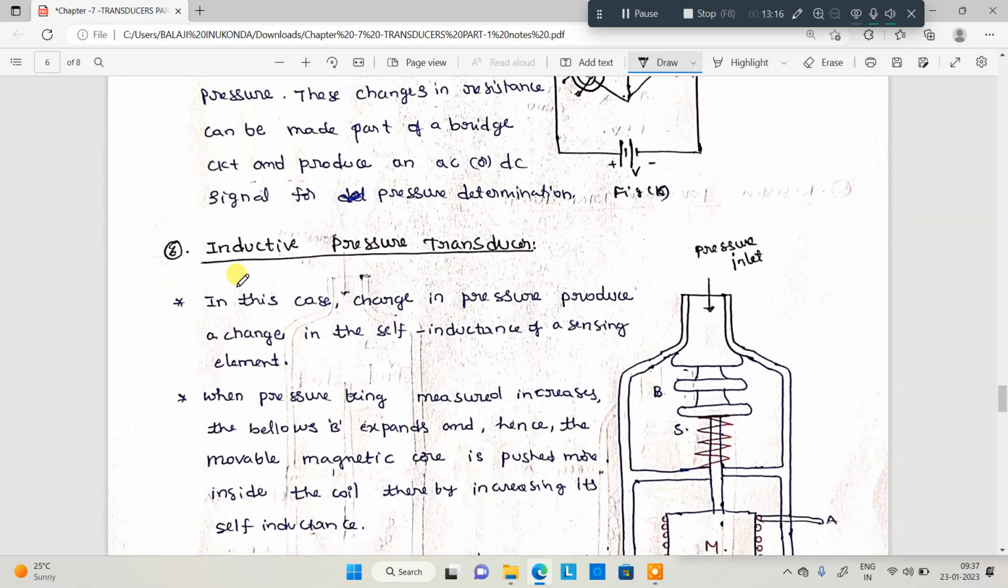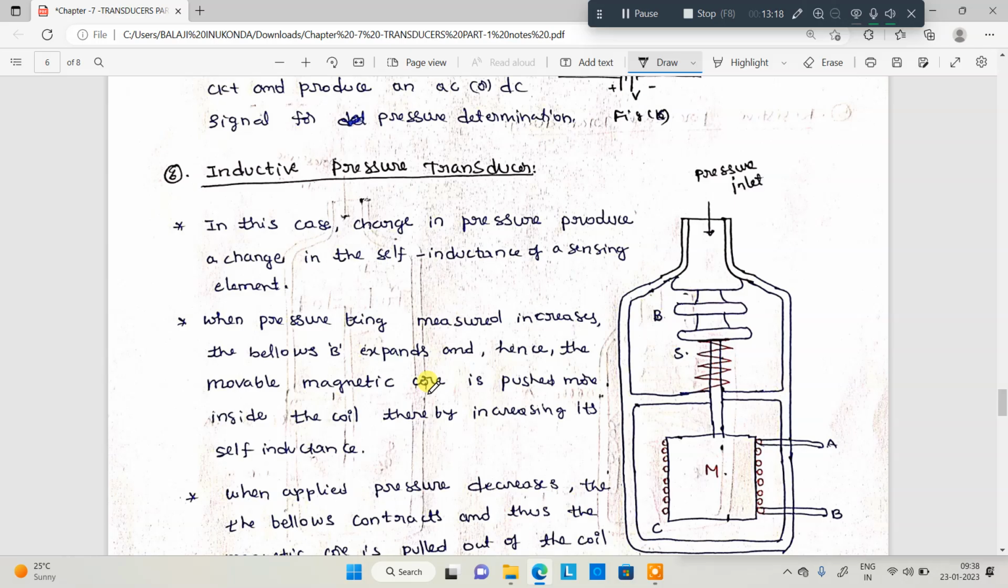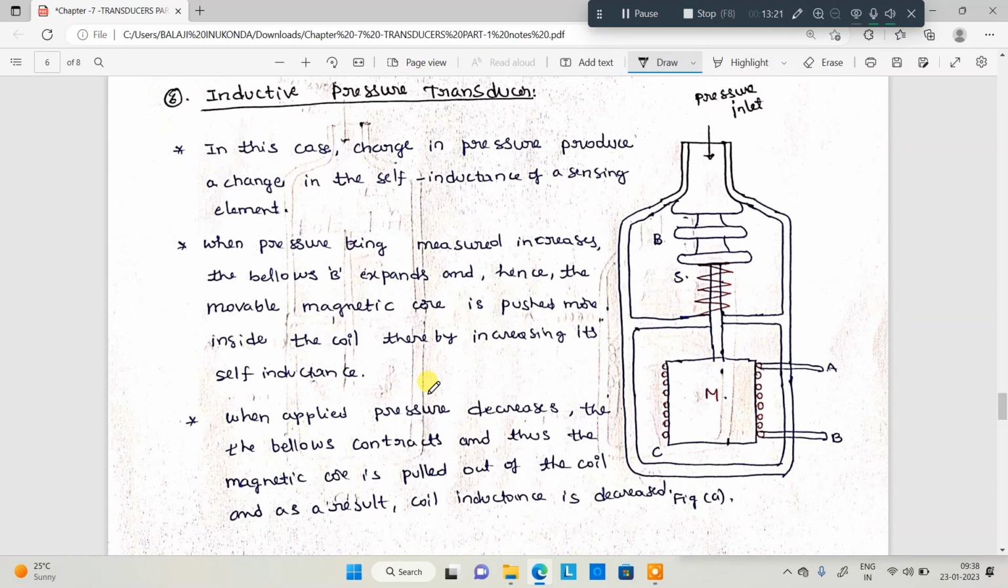Next one, inductive transducer. The inductive transducer is also the same thing. Here the inlet pressure is applied. Whenever inlet pressure is applied, the self-inductance of a coil also changes. See here, a change in pressure produces a change in self-inductance of a sensing element. This is a sensing element. When the pressure being measured increases, the bellows expands and hence the mobile magnetic core is pushed inside, thereby increasing the self-inductance.